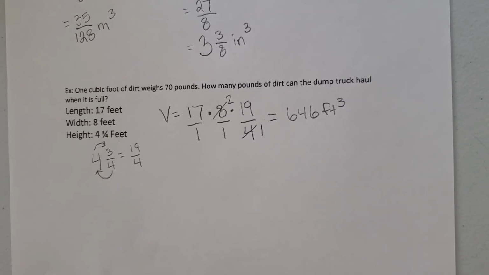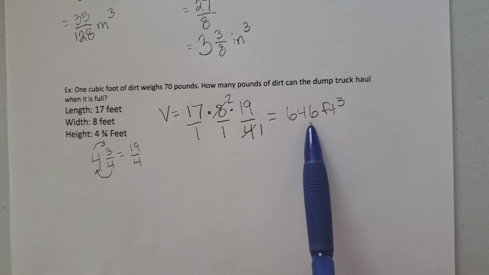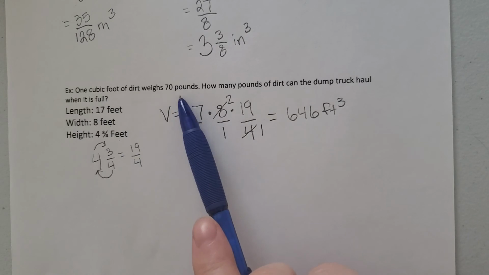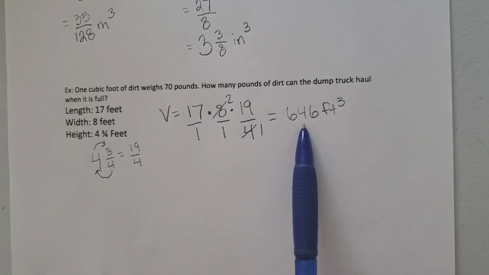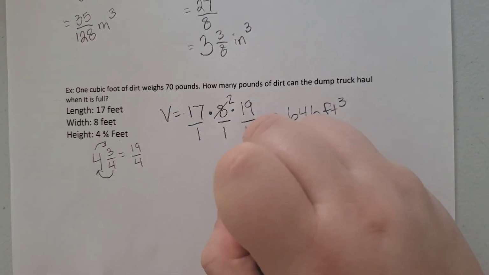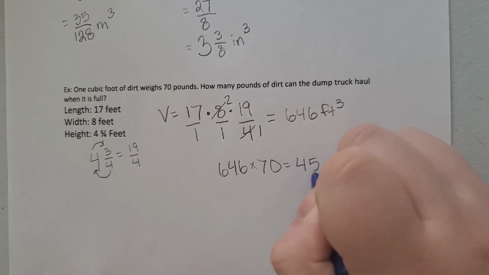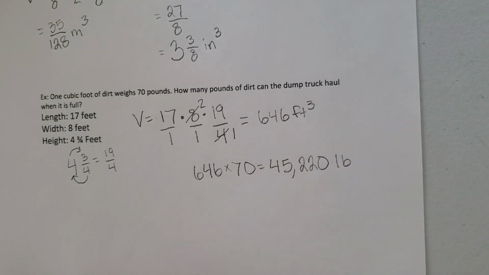All right, we are not done with this problem, because this is just telling us how big the dump truck is. We need to know how much weight it can hold. So we take this volume and then we multiply it by 70, since each cubic foot weighs 70 pounds. This is 646 cubic feet. So we would do 646 times 70 to figure out how much it can hold. So we'll do 646 times 70, and we end up getting 45,220 pounds. Remember, pounds is labeled LB. It's a lot of weight.